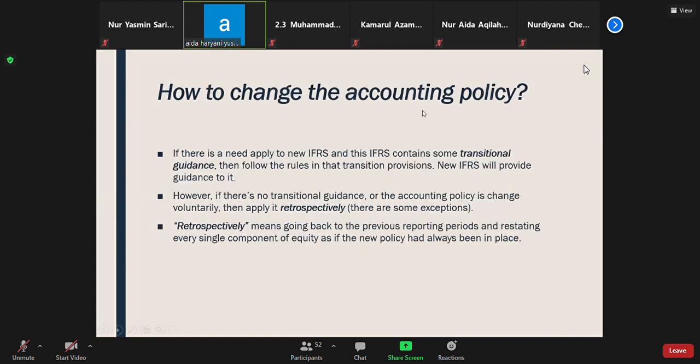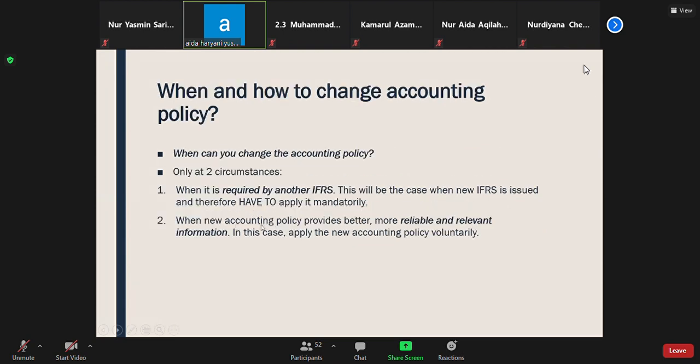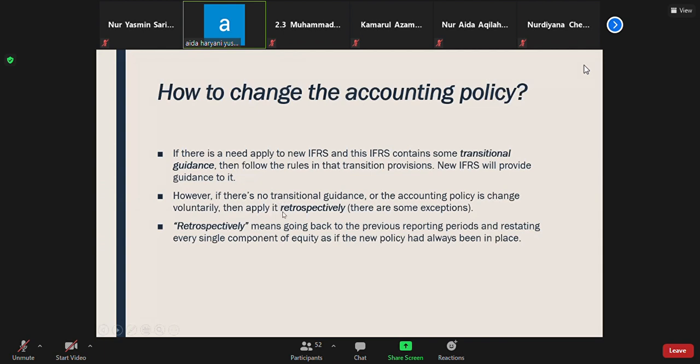So how to change the accounting policy? If there is a need to apply a new IFRS and the IFRS contains some transitional guidance, then follow the rules in those transition provisions. Like the leasing I mentioned, the new IFRS will provide guidance. However, if there is no transitional guidance or the accounting policy is changed voluntarily, which is the second situation, then apply it retrospectively.